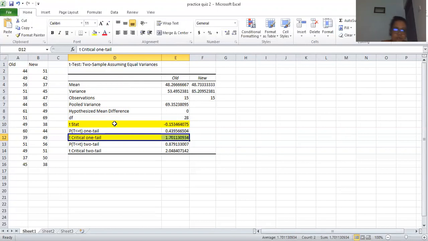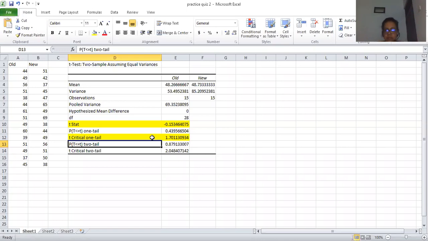So that is the reason why we are going to choose T critical one tail, since we are sure about the direction. And then we have to look at the p value. Which p value should we look at? Have you thought about which p-value you are going to look at? Is it one tail or two tail?